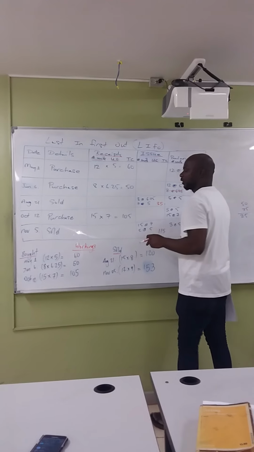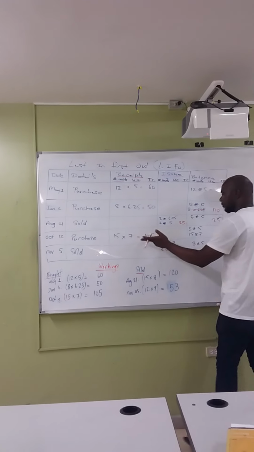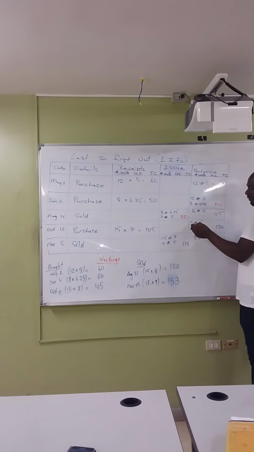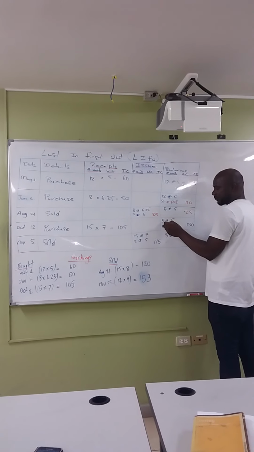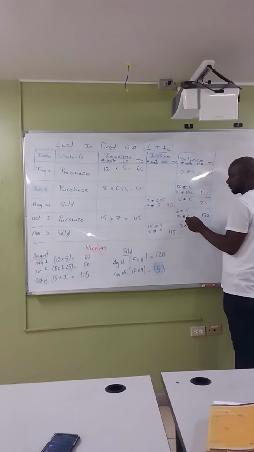Now on October the 12th, what happened on the 12th? You're buying more goods. So you're carrying more goods in your inventory. But remember you would have had in your inventory before 5 at 5, just coming from the previous period. So you had 5 at 5 and you incorporated 15 at 7.